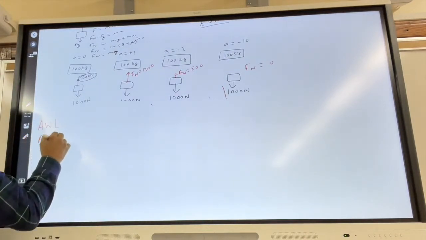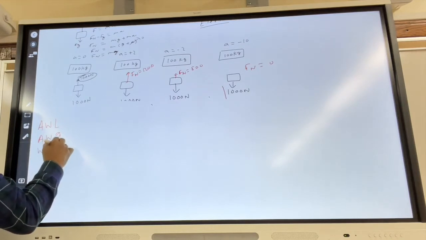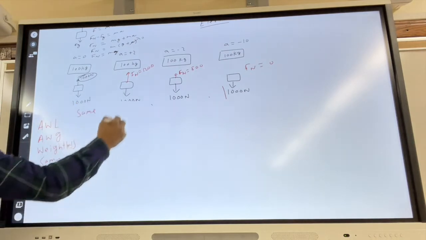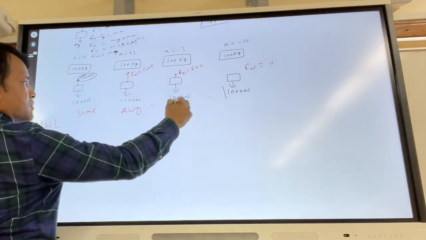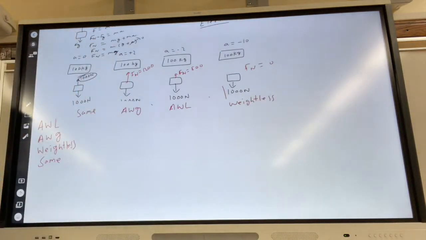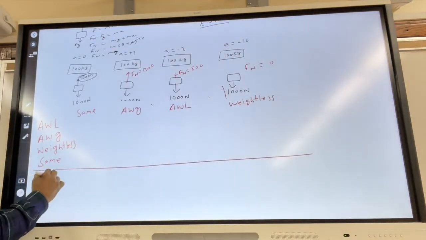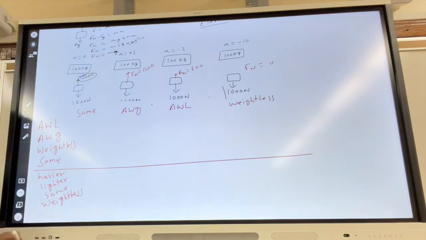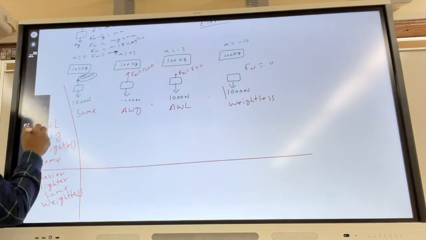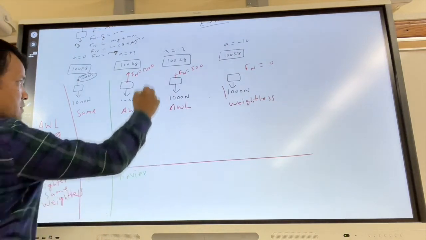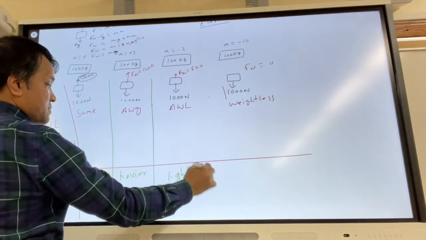All right, so apparent weight loss, apparent weight gain, weightless, same. So this would be same. This would be apparent weight gain. This would be apparent weight loss. This would be weightless. All right, another aspect. This one is same, this one is heavier, this one is lighter, that's what you experience, and this one is weightless.